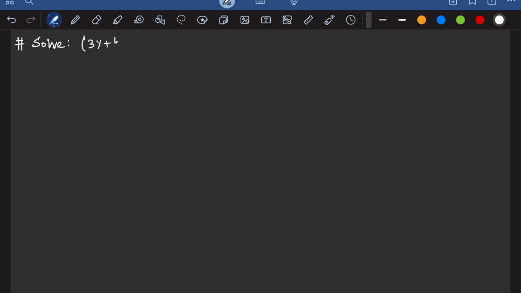Solve (3y + 4xy²) dx + (2x + 3x²y) dy. This was the question. Now you can pause the video and try yourself so that you get an idea whether it is solvable or not by the usual methods. Okay, so you can pause this video and try this question. Now see, let me solve this question for you.